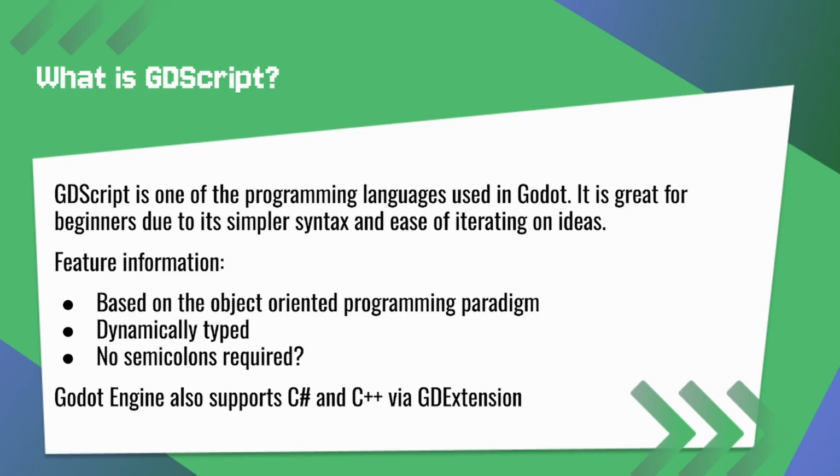It's based on the object-oriented programming paradigm, which is, in general, the concept of using objects and classes to organize your game structure. It's dynamically typed, which means that you don't need to statically type what kind of object a variable is. You can just do var name, then the value. No semicolons. Every line of text can just end. You don't need a semicolon like you do in C++ or Java.